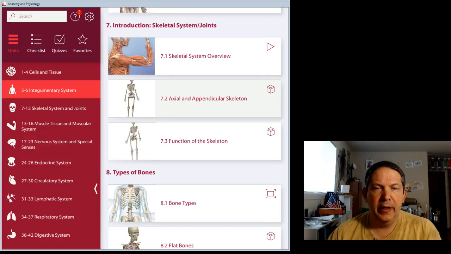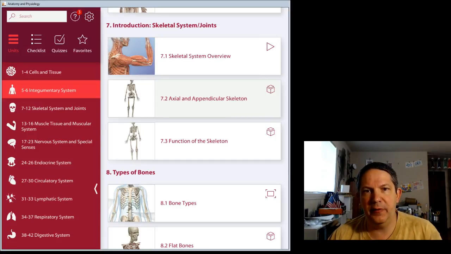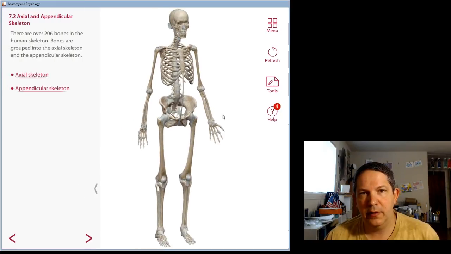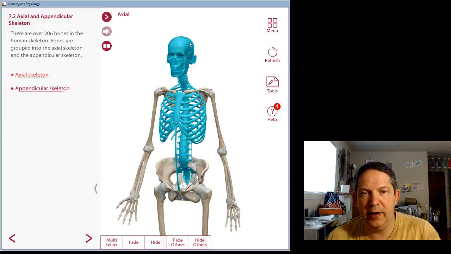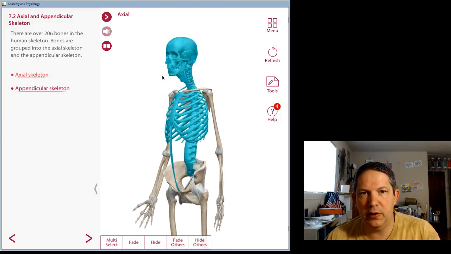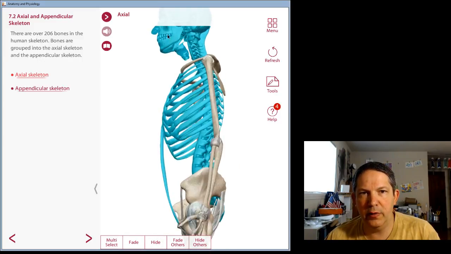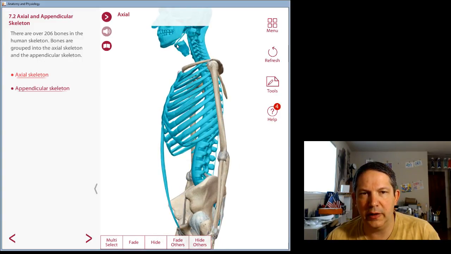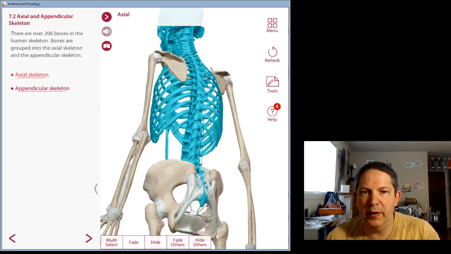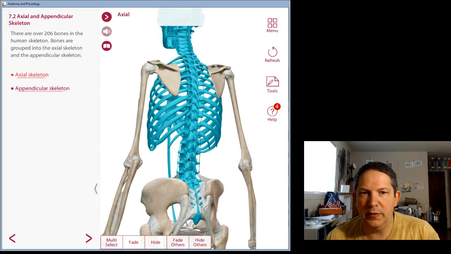So where to begin? The skeletal system can be divided into axial and appendicular systems, and that is simply going to be the axial skeleton. As you can see here, it consists of the skull, all the bones of the skull, the hyoid bone included, which kind of comes down there, attaching to the larynx, all the vertebrae, and the ribs.